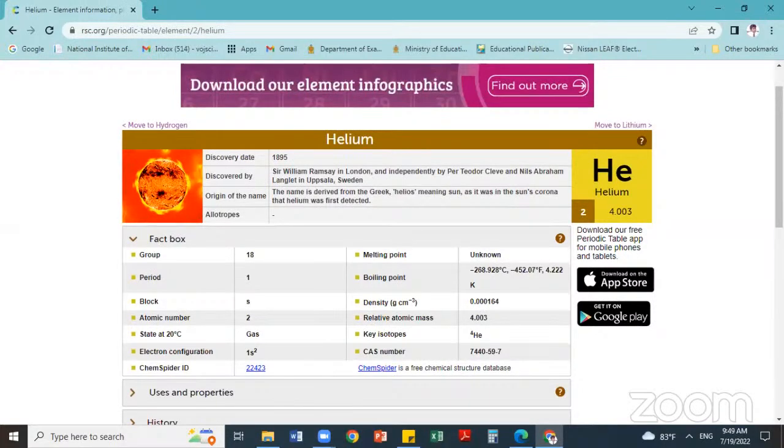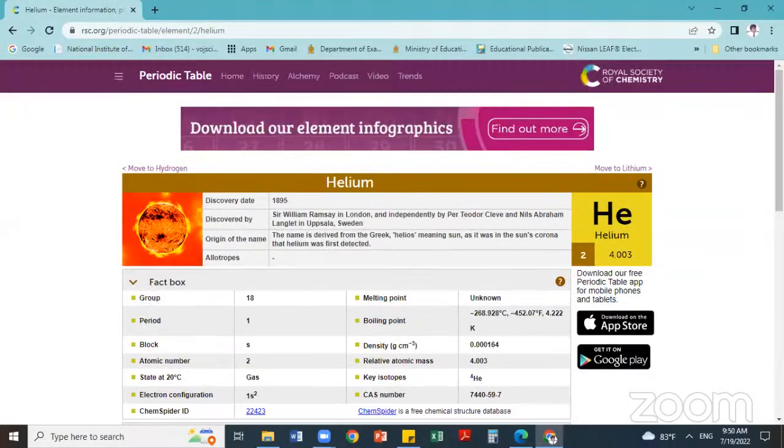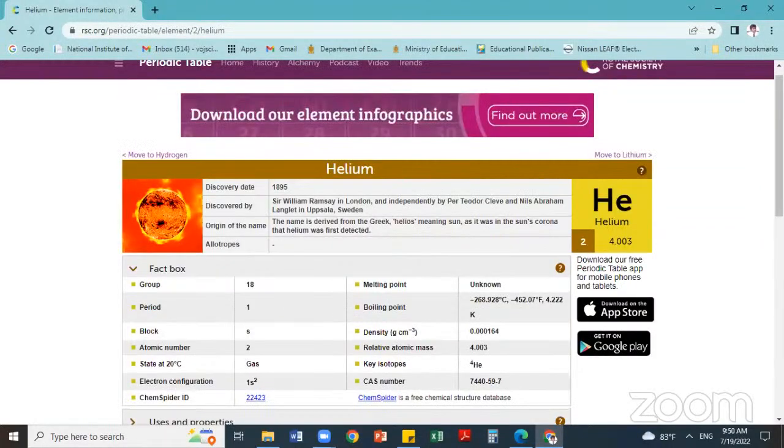The name helium is Greek, Helios, which means sun, and it is found in the sun. Helium was first listed there. So there is a lot of information about helium, which is very interesting. You can download the periodic table. You can also sign in to the website if you want. That is to get more information about the periodic table.